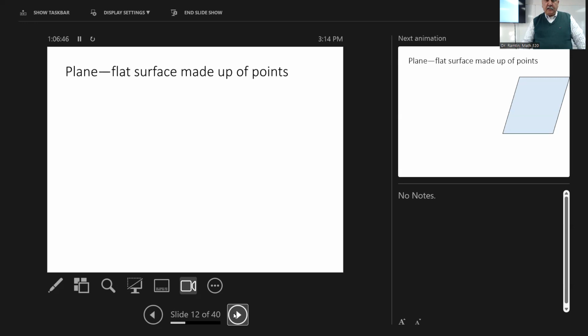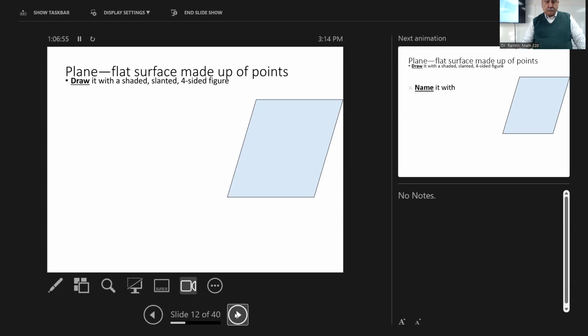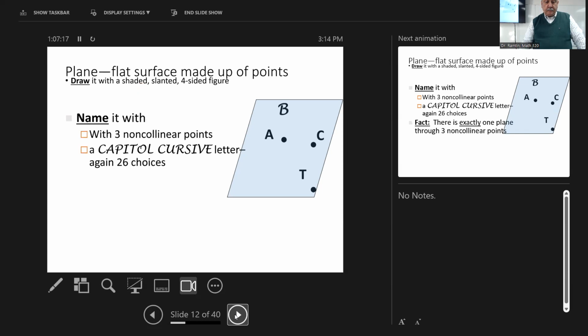A plane is a flat surface made of points like this. This is called a plane, a flat surface, and you draw it with a shaded or slanted 4-sided figure. You can name it with 3 coplanar points. This is plane ACT, with 3 coplanar, non-collinear points, which shouldn't be on the same line, and they are not.